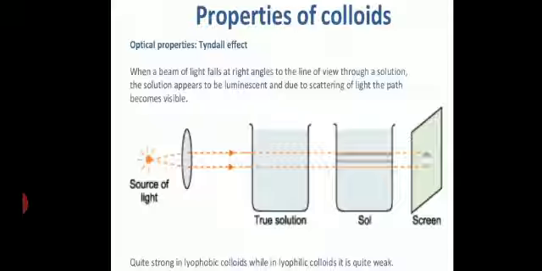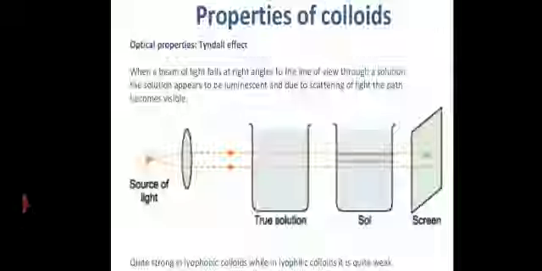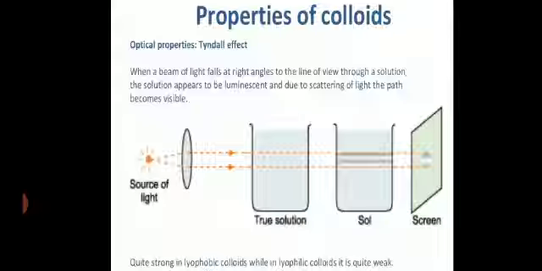Alright. Now it is quite strong in lyophobic colloids, while in lyophilic colloids it is quite weak. When the Tyndall effect is weaker, the light does not get scattered so easily. But in case of lyophobic colloids, it gets scattered. Why? Because particle size is slightly bigger than that of lyophilic colloids, we can say that. Clear? So one of the optical properties of the colloidal solution is the Tyndall effect.